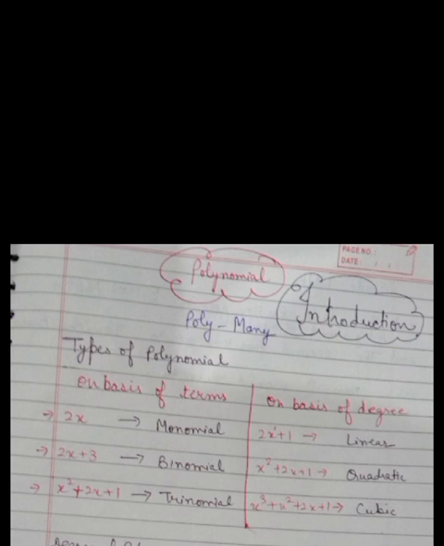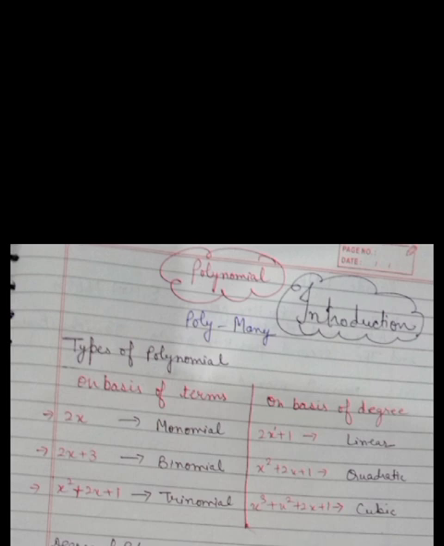And the second is binomial. Binomial means there are two terms that are added or maybe subtracted also. So when two terms come together, that is called a binomial. And the third one is trinomial. For example, three terms come together, adding or subtracting from each other, so that is called a trinomial. It means three terms come together. There is x square plus 2x plus 1.